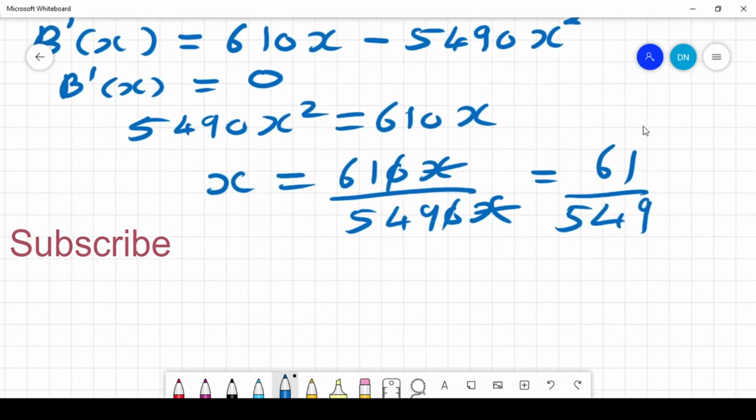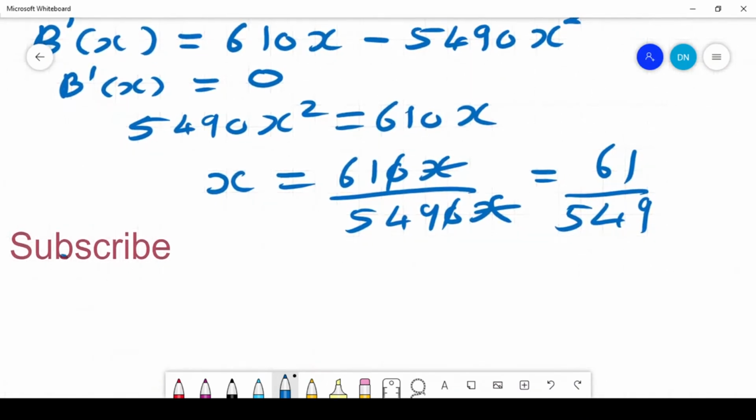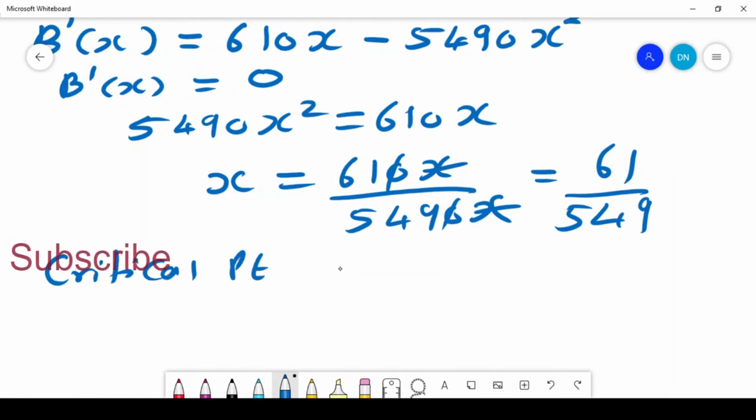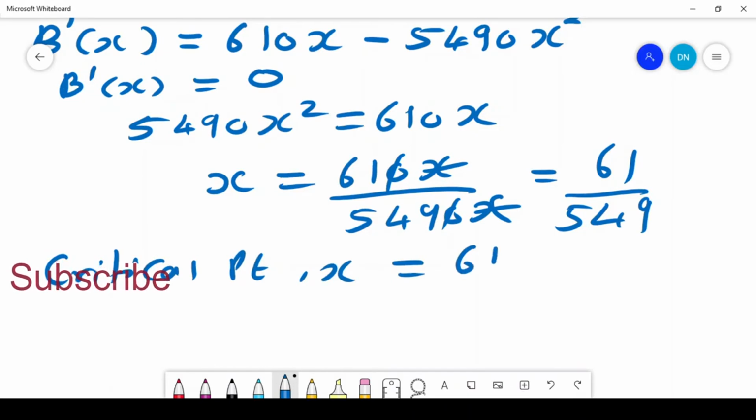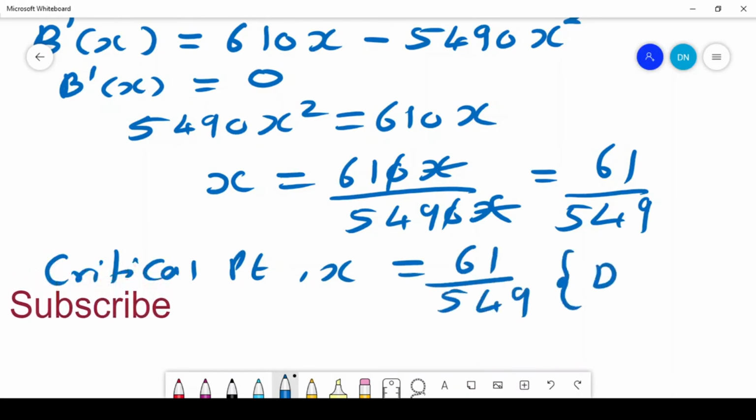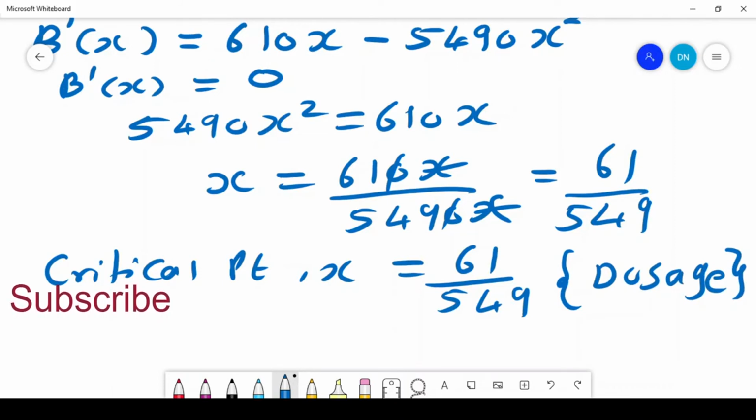So the critical point occurs at x is equal to 61/549, which is basically the dosage that we are talking about. We are told to find the maximum blood pressure and the dosage at which it occurs. So the dosage is x, because x is the dosage.